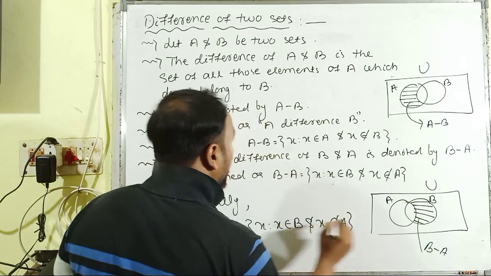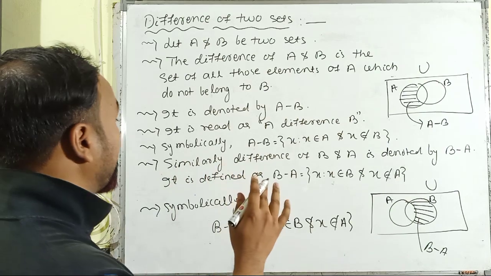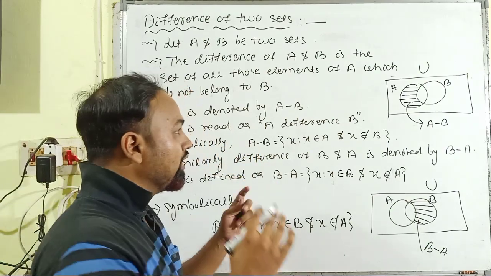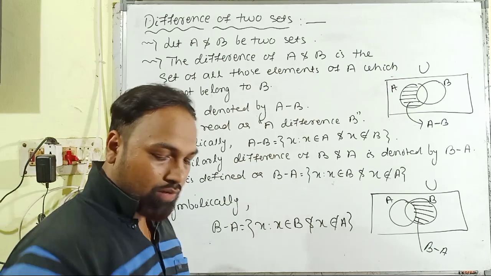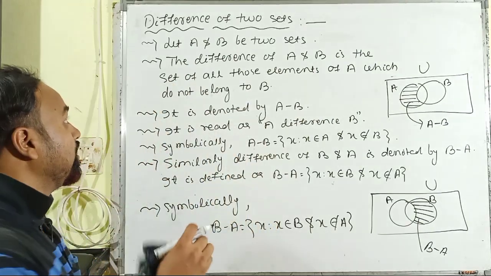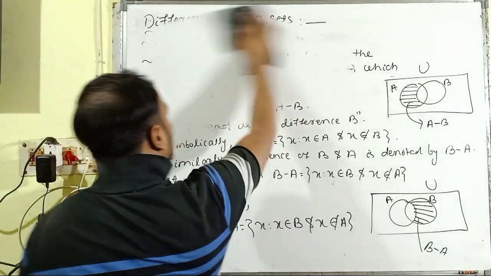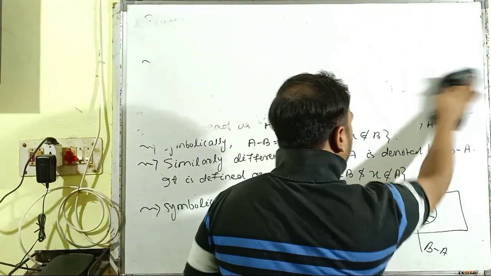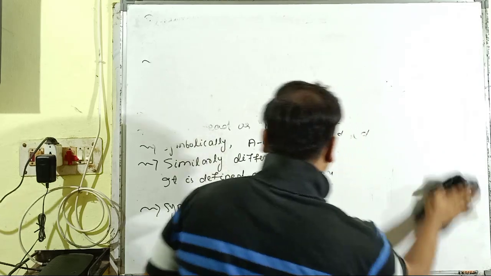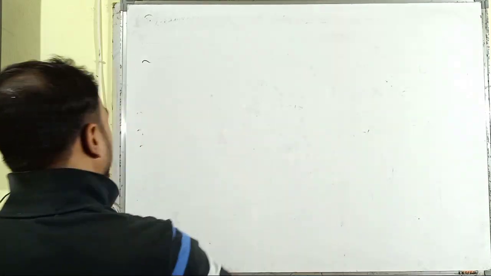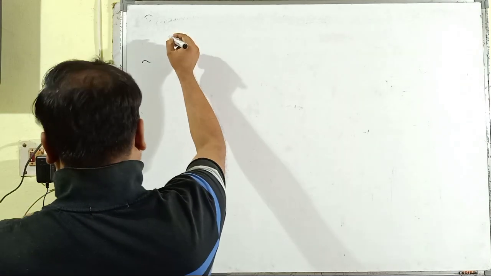So this is all about the difference of two sets, some of the fundamentals and their representation in the Venn diagram method. Then let us solve some problems based upon A − B and B − A. Let us take two finite sets A and B, so that it will be easy to calculate A − B as well as B − A.